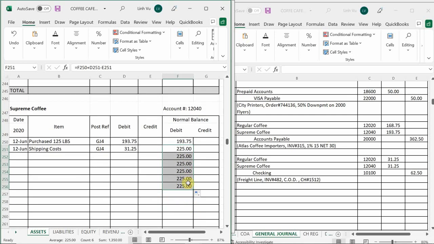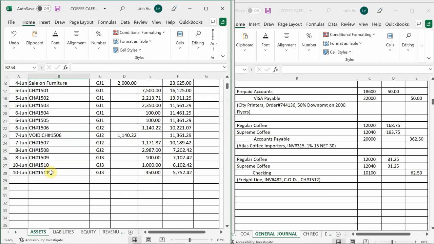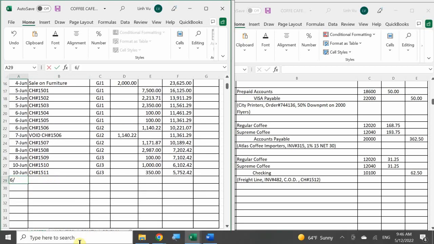So right now I have a total of $225 in my Supreme coffee, right? And of course, I had to write out a check. So therefore, I had to spend money. Once again, I couldn't pay this later. This was a necessary transaction I had to do, which was for making the purchases for the coffee.